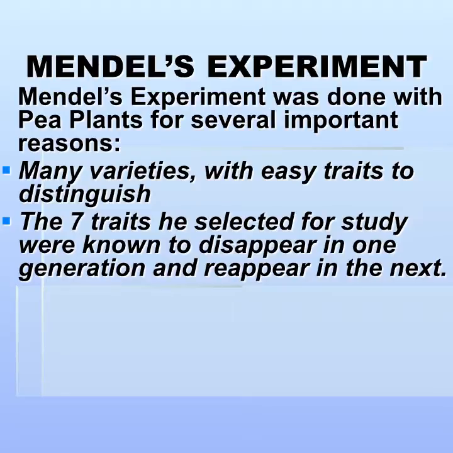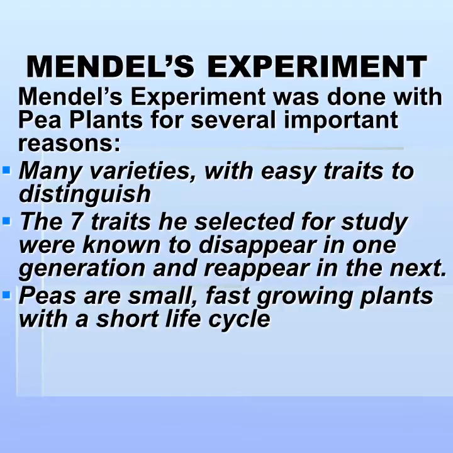And I'll just say right here, the 7 traits he selected for study, he's a little bit lucky because those 7 traits were on 7 different chromosomes. Had any of them been on the same chromosome, he would not have gotten the same results. He picked these 7 traits by luck, he didn't know they were on different chromosomes. He didn't even know what chromosomes were. But by luck, he picked these 7 traits. They followed these patterns, and he went with it.